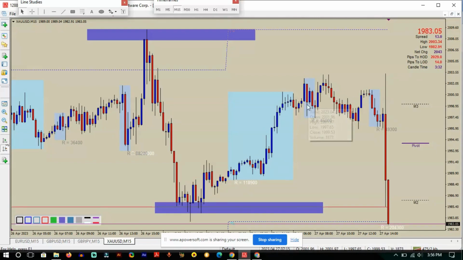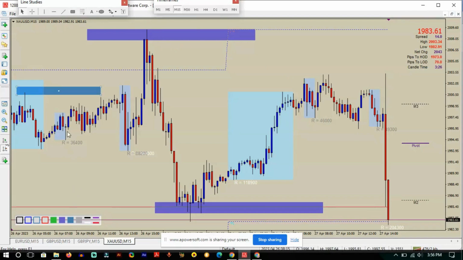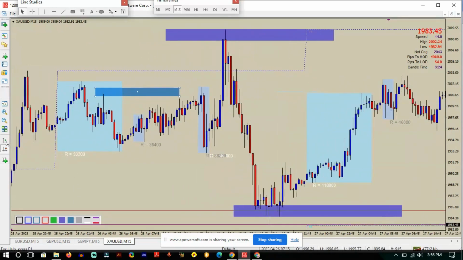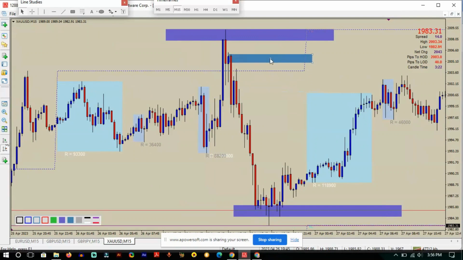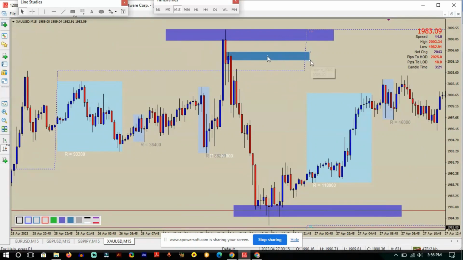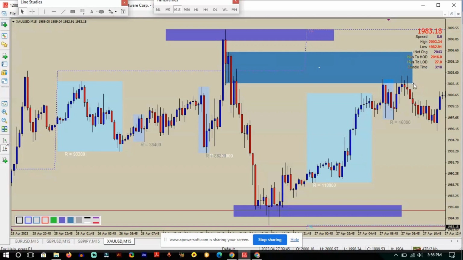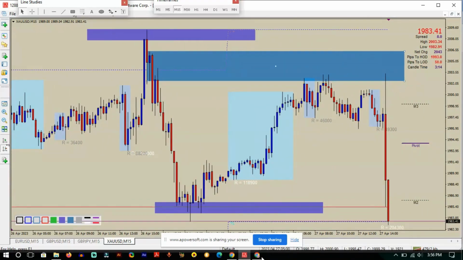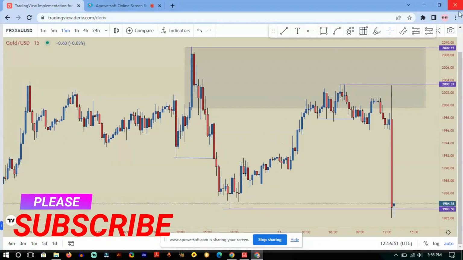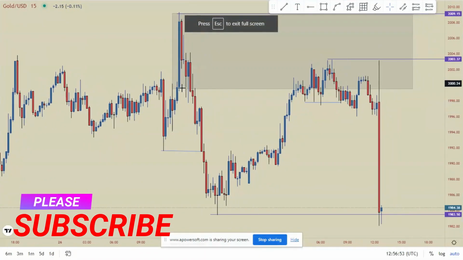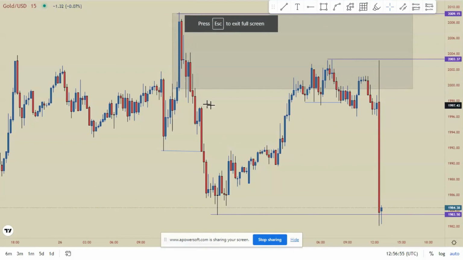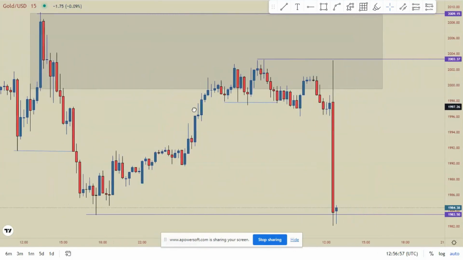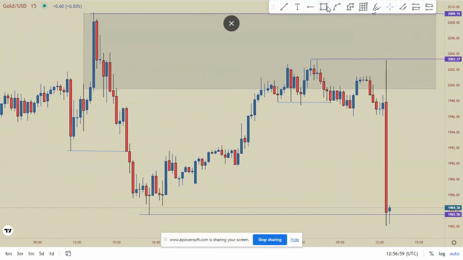Now here they moved out, and then we tapped properly into the order block. We tapped properly into the order block because we had an order block plus an area of supply within the order block. Let me come here on TradingView and show it to you. We had this order block, this big impulse candle. It is the order block, but within it we had an area of supply.